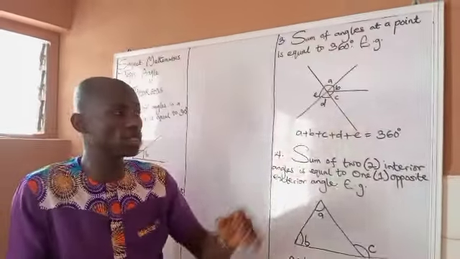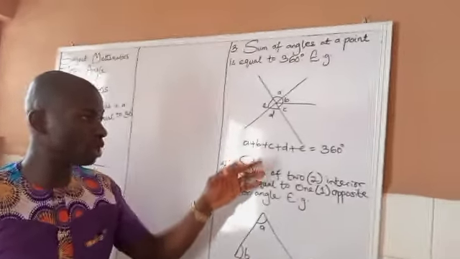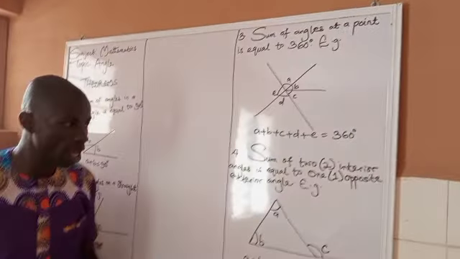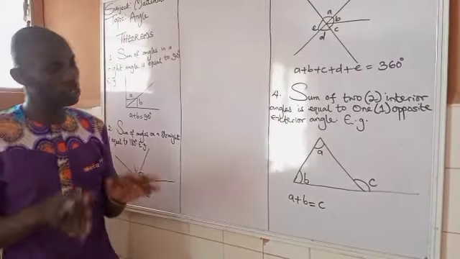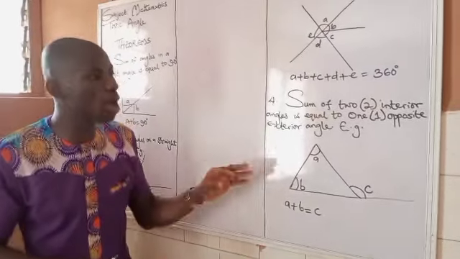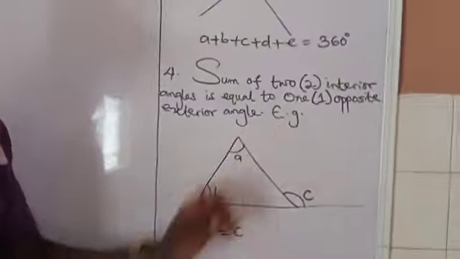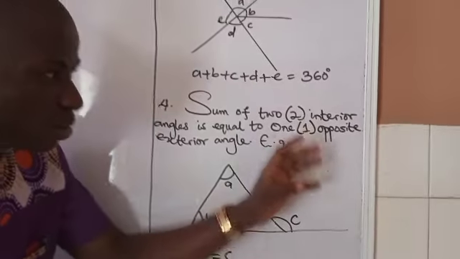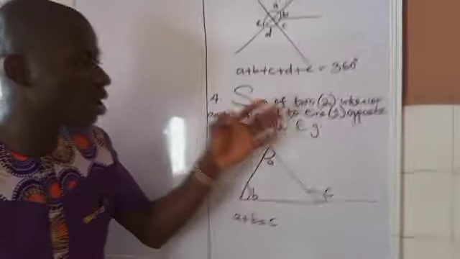So sum of angles at a point is equal to 360 degrees, and that's why we have A plus B plus C plus D plus E equals 360 degrees. And this fourth one is so wonderful. You need to pay attention very well. Sum of two interior angles is equal to one opposite exterior angle. I say it again: sum of two interior angles is equal to one opposite exterior angle.